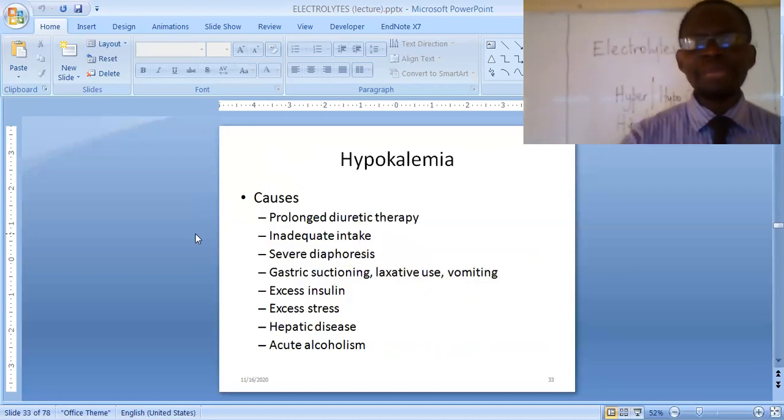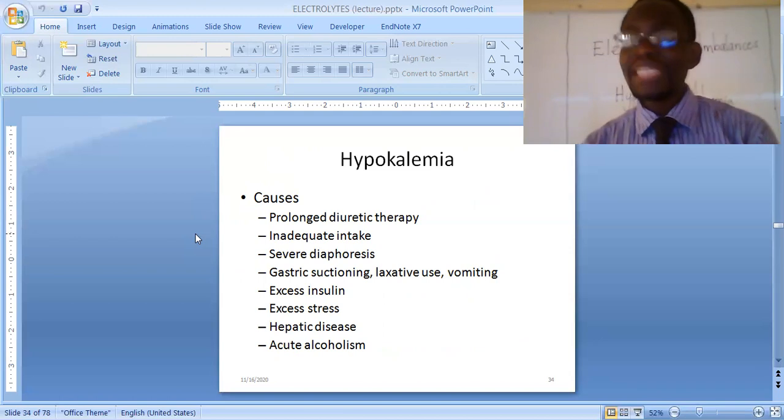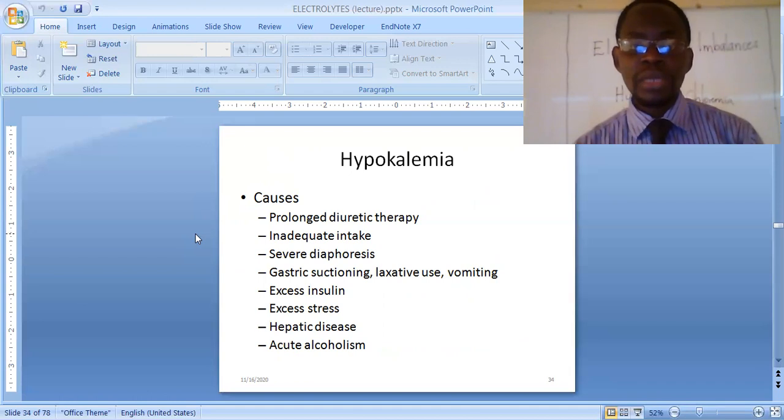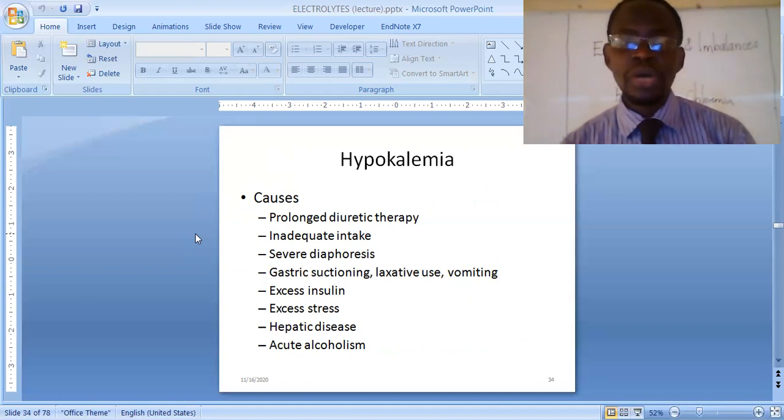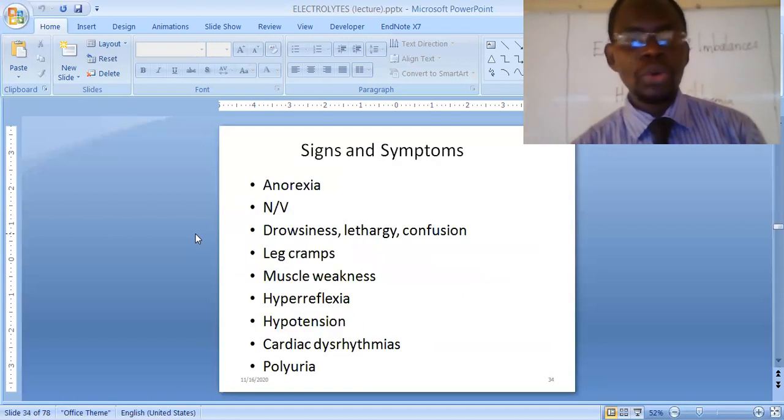Now, hypokalemia, what are the causes? Things like a prolonged diuretic therapy, inadequate intake of potassium, severe diaphoresis, GI suctioning, excess administration of insulin. All these can bring about hypokalemia. And then hepatic disease, and then acute alcoholism.